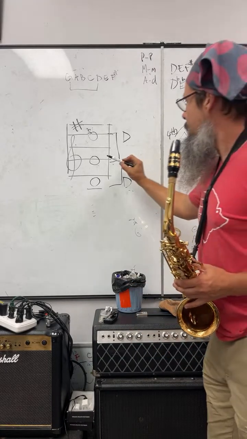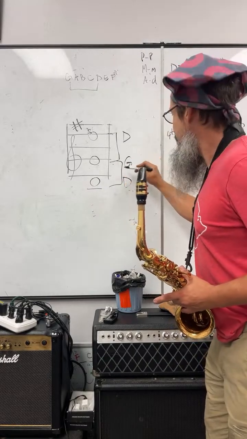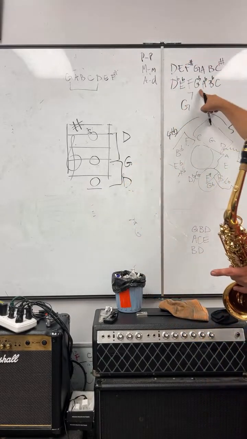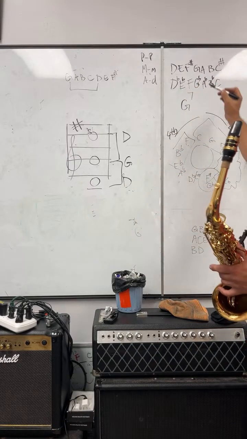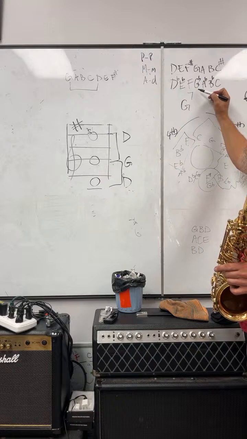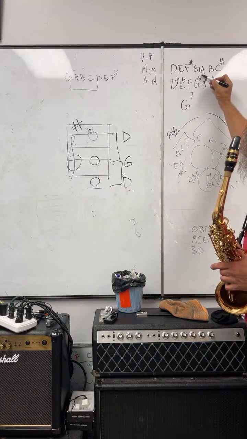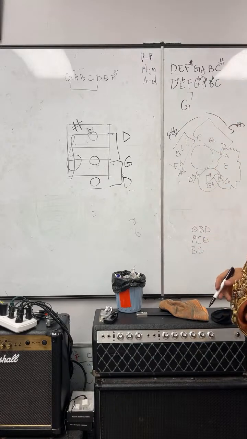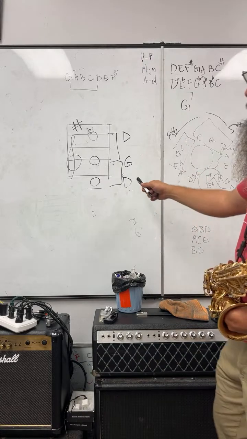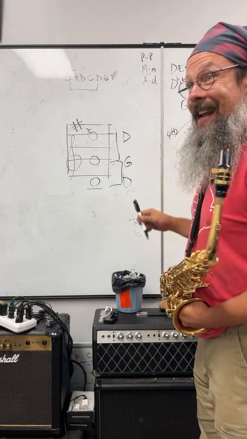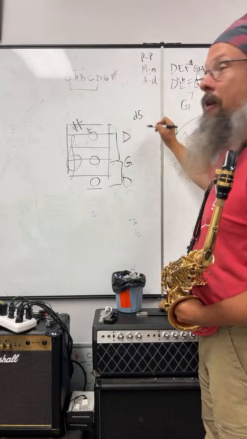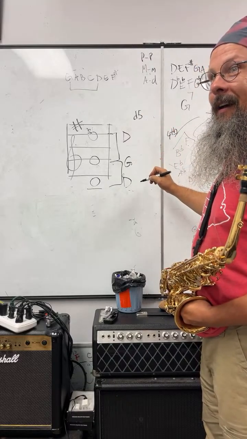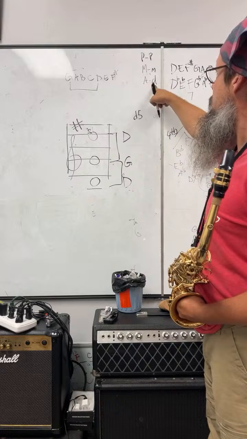Here's the question. Is G natural in the key of D flat? No, it is not. How do you get to that note? Now here's the G right here. How do you get to it? Diminish it. That's the idea. So like here, G to D is called a diminished fifth. What's the opposite of diminished? Augmented.